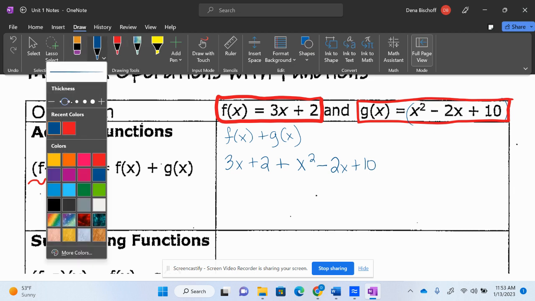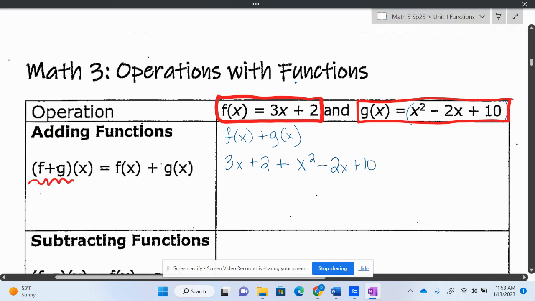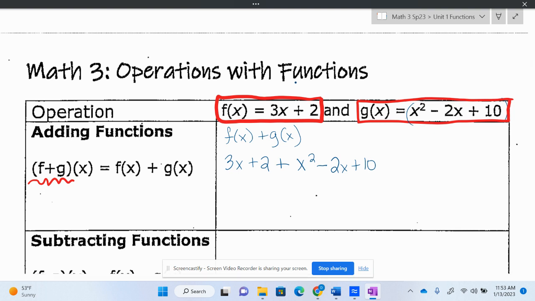Any ideas? Combine like terms. Who said that? Keegan, right? Good deal. Okay, so I'm going to combine like terms. What should I put first? Awesome. Why should the x squared come first? Do you know? It's the biggest. What do you mean by it's the biggest?